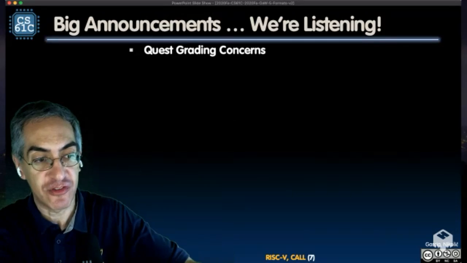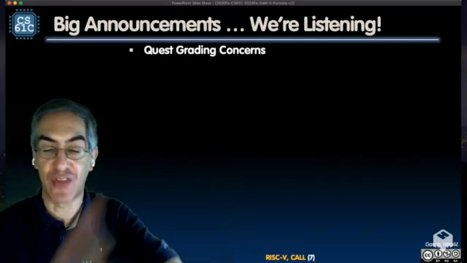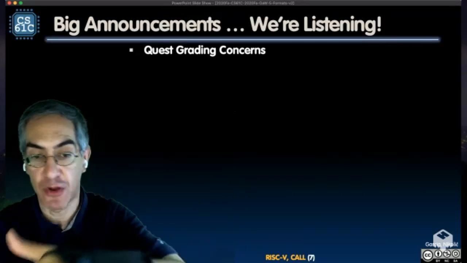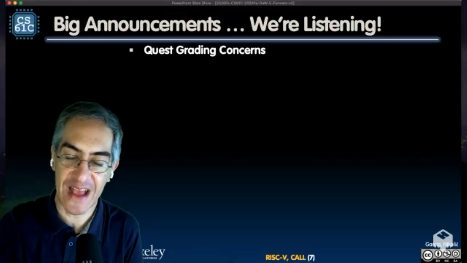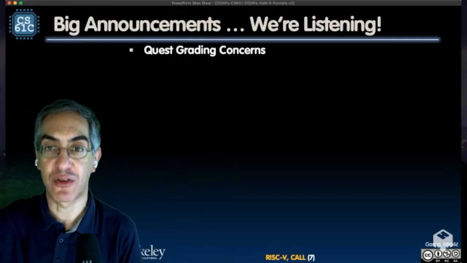Meaning if all the students are sitting with a bad quest grade, only half of them can benefit because they have to do better than they did before against other people. We are changing that for the first time ever in 61C.